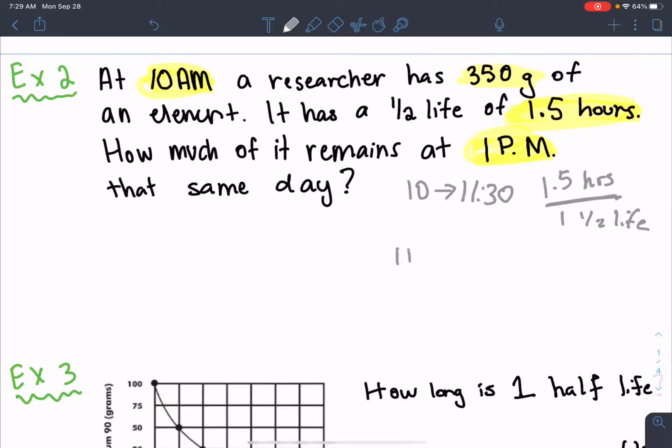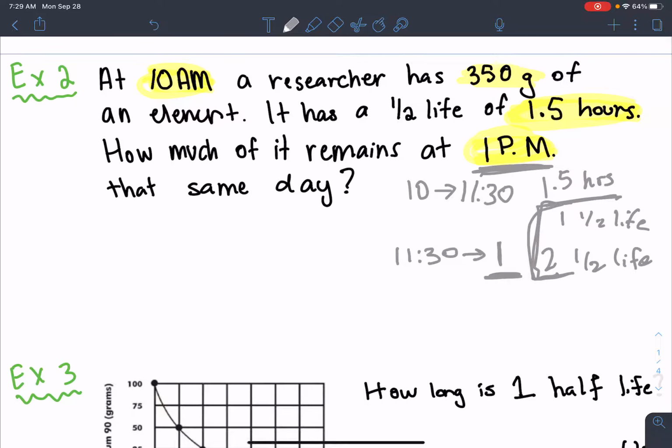Okay, then let's do it again. So then we're going to go from 11:30 and we need to go for 1.5 hours again. So that's 11:30 to 12:30 is 1 hour. 12:30 to 1 is another half hour, right? So this is going to go until 1. Now we're lucky. This one is just our second half-life, and we already hit 1, which is what our ending time is. So this question is only 2 half-lives long. See, we only had to do it 2 times.